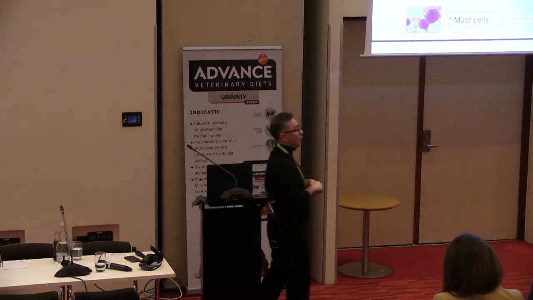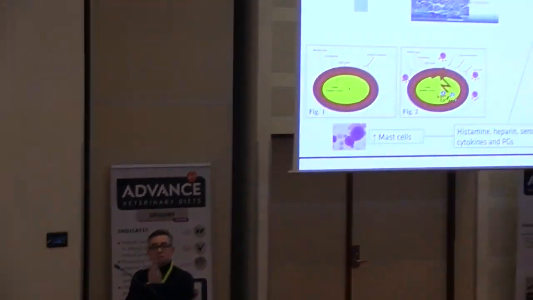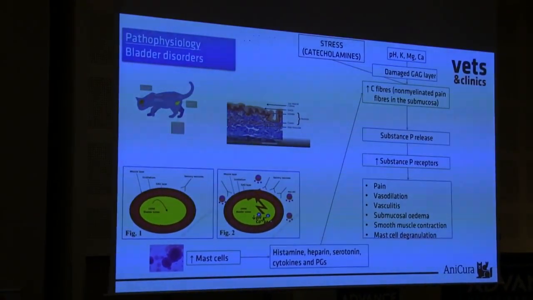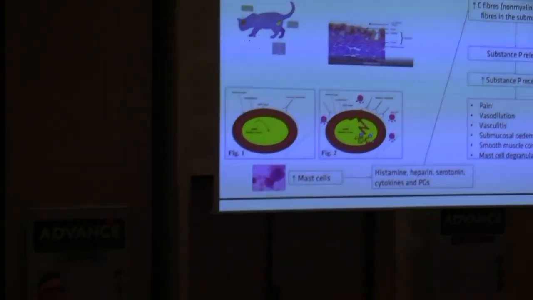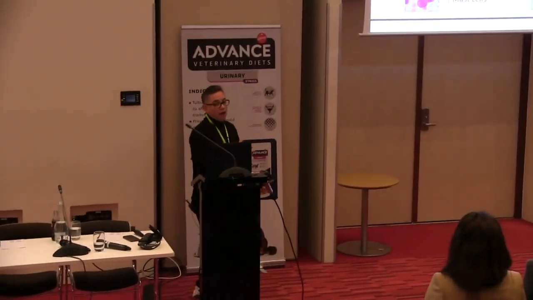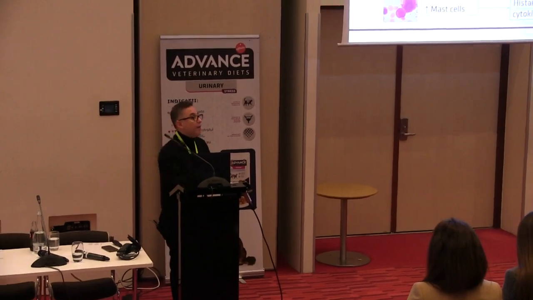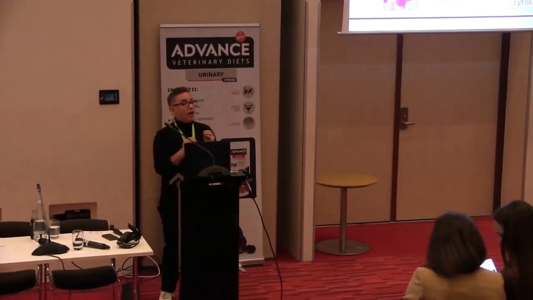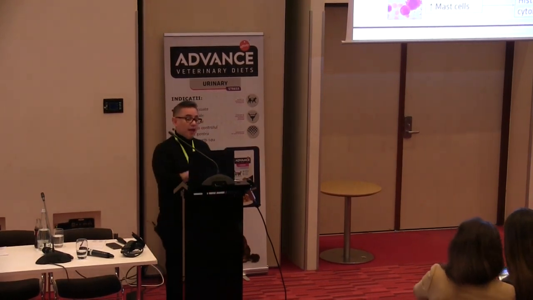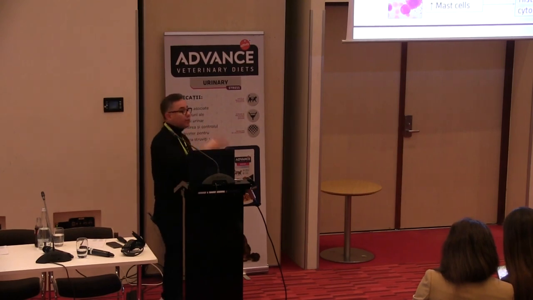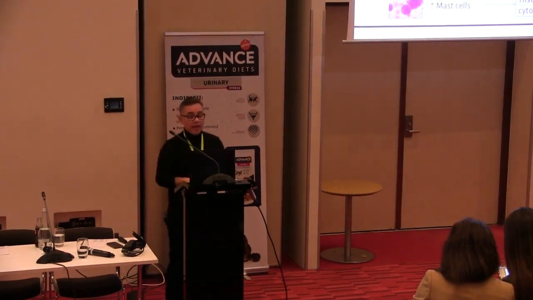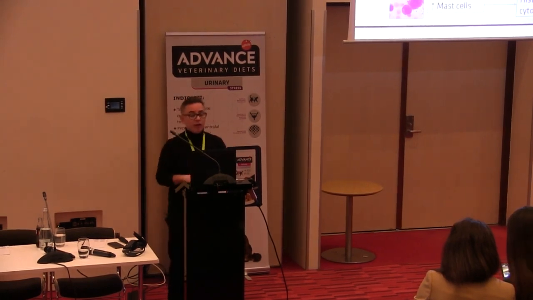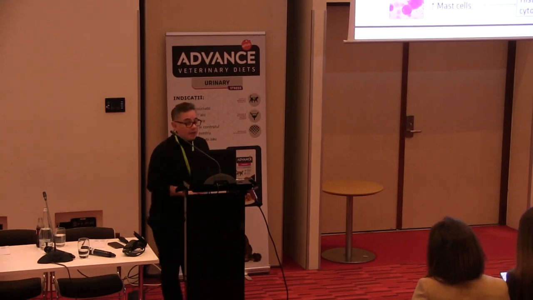What's happening in the bladder? We have talked about how stress, mainly through the sympathetic nervous system, can increase the permeability of the urothelium, and this increases the number of C fibers. Where are the C fibers? They are the fibers that control pain, mainly neurologic pain. In this cat, we don't know why, the number of fibers is increased. The substance P is released, and this substance P stimulates more substance P receptors and can produce pain, vasodilation, vasculitis, submucosal edema, smooth muscle contraction, and mast cell degranulation.